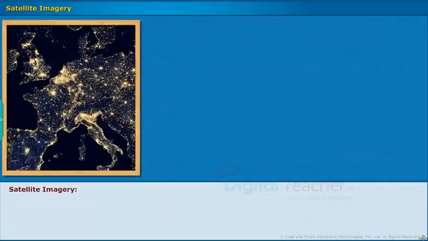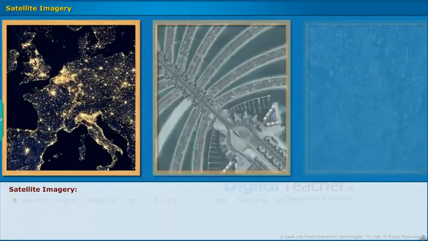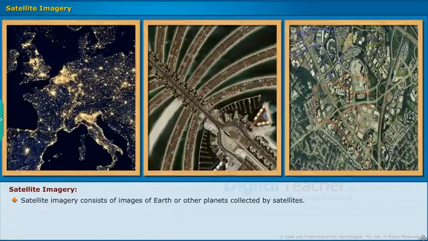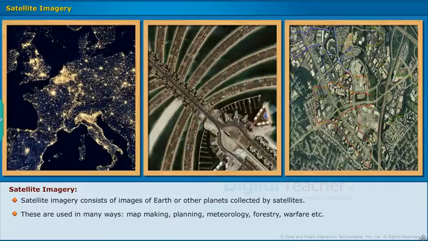Satellite imagery. Let us know what satellite imagery is. Satellite imagery consists of images of Earth or other planets collected by satellites. These are used in many ways: map making, planning, meteorology, forestry, warfare, etc.